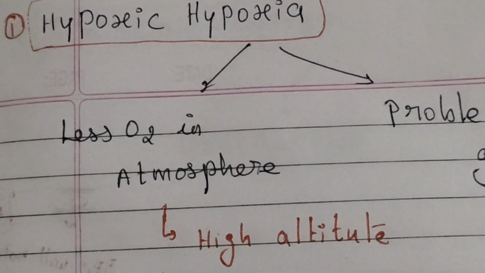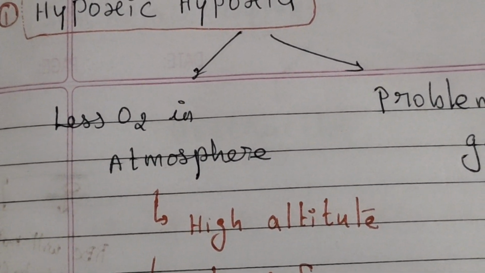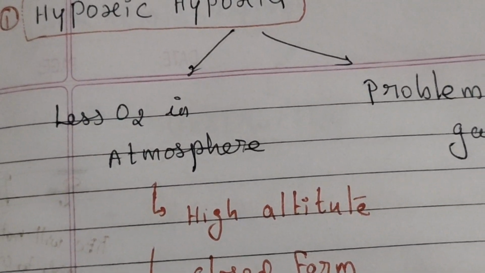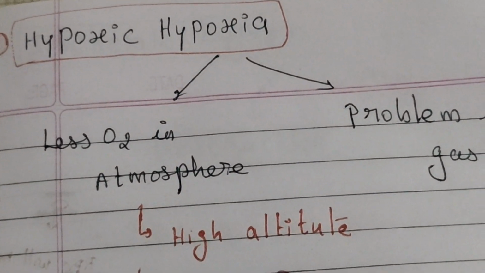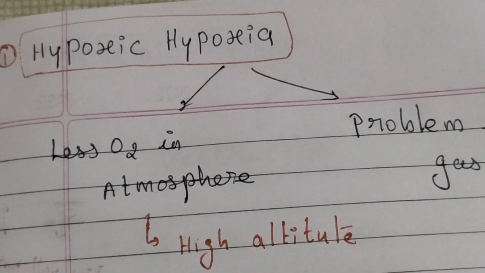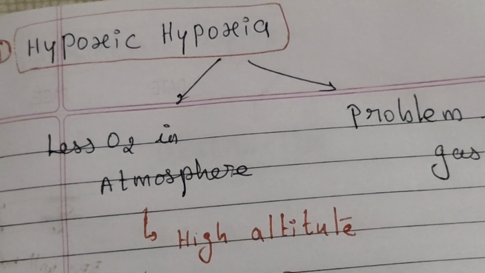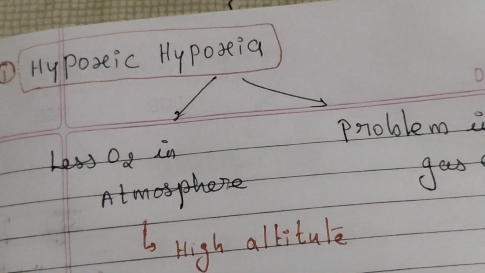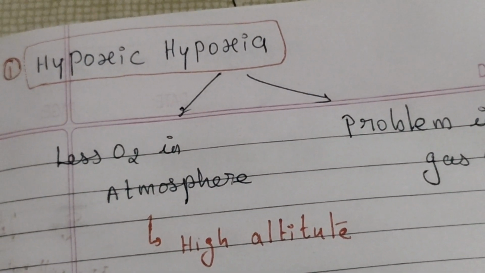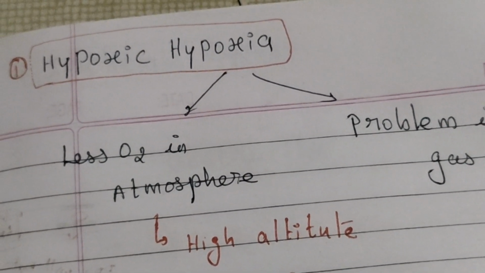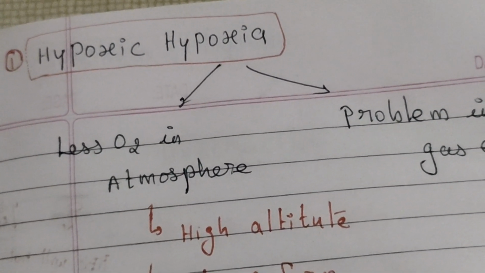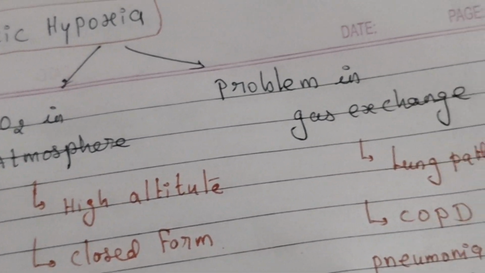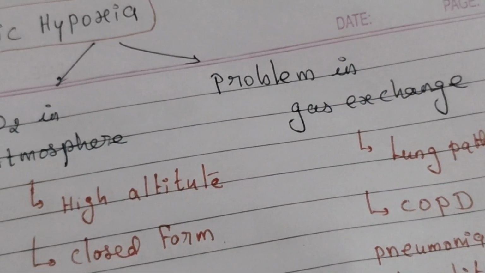There are four conditions of hypoxia: hypoxic, anemic, ischemic and histotoxic. The first one we want to discuss is hypoxic hypoxia. In hypoxic hypoxia, there is a problem of O2 going into the blood vessels and it can be two cases. Either oxygen is not there or there is a problem in gas exchange.